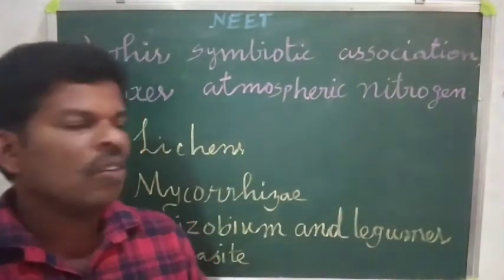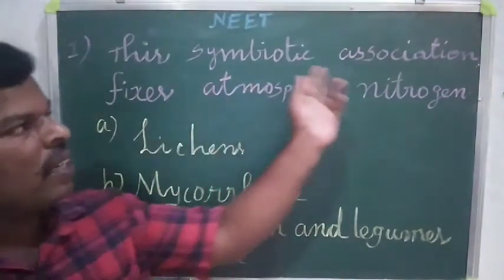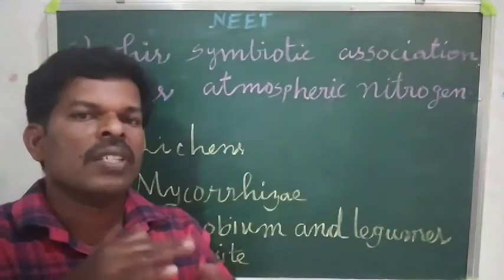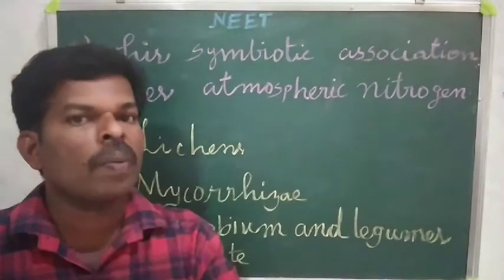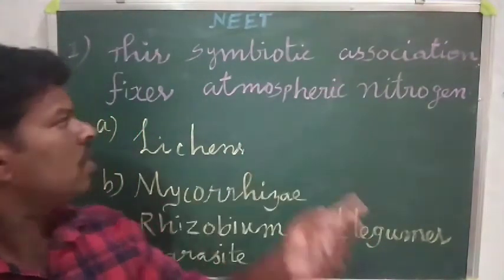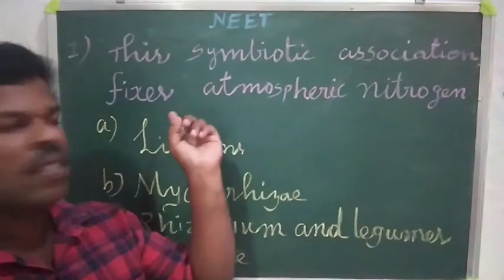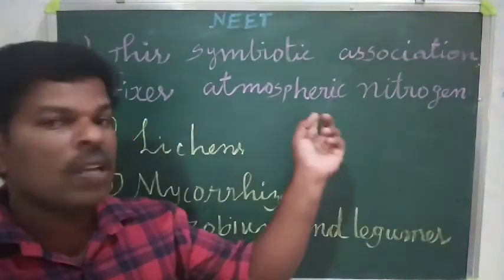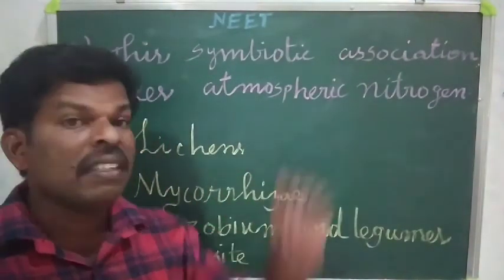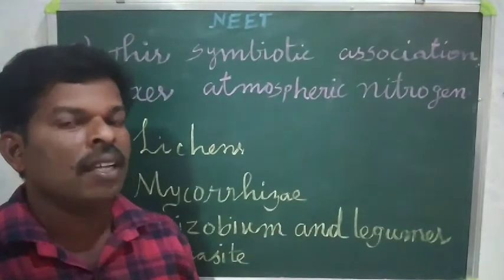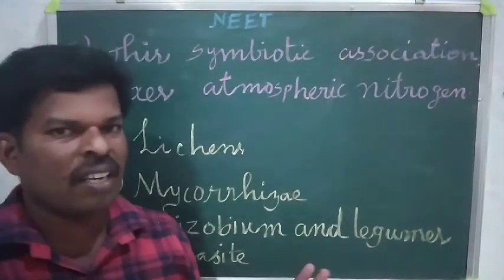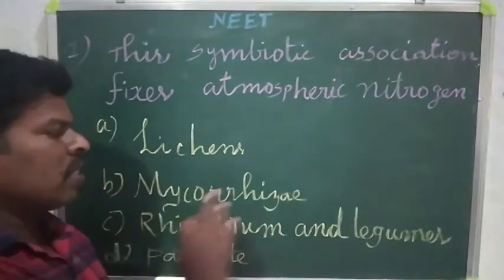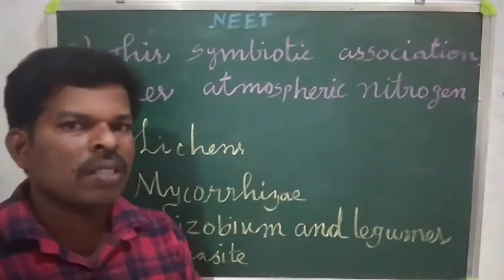So here, what does symbiotic mean? Both are sharing, both benefit. Two organisms are involved in the symbiotic association. The one which absorbs nitrogen from the atmosphere is very important. Here, lichens is not the correct answer. And mycorrhiza. What is mycorrhiza? A question may ask.